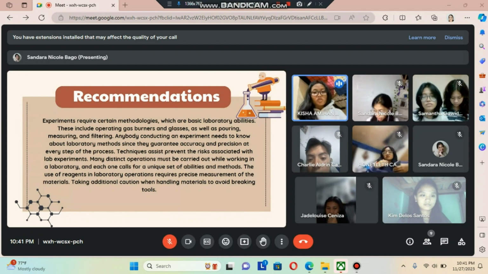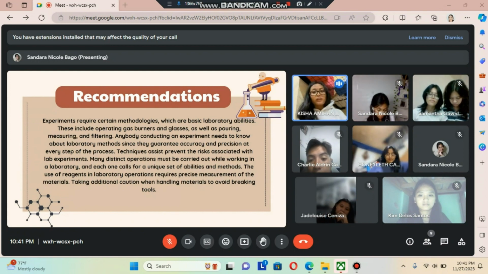Many distinct operations must be carried out while working in the laboratory, and each one calls for a unique set of abilities and methods. The use of reagents in laboratory operations requires precise measurements of the materials, taking additional caution when handling materials to avoid breaking of tools.